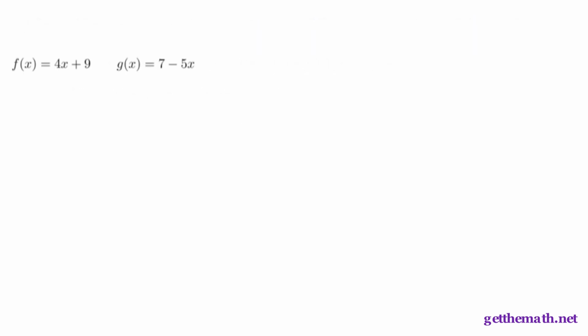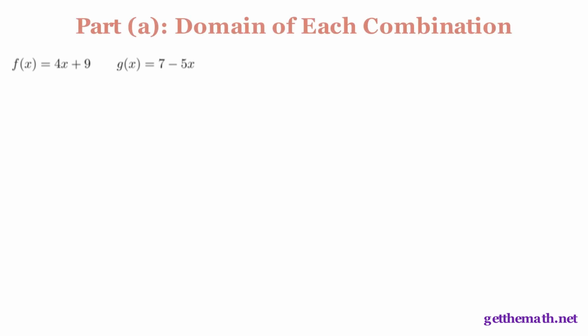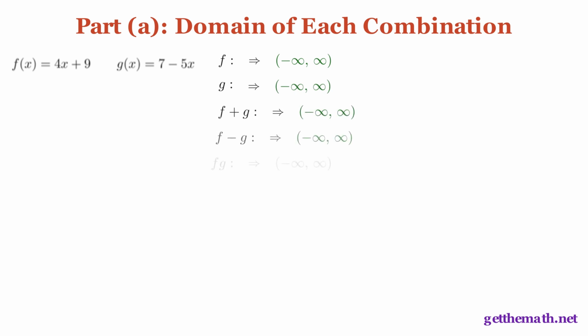Part A: find the domain of each. Domain of f, all real numbers. F of x equals 4x plus 9 is a linear function. Domain of g, all real numbers. G of x equals 7 minus 5x is a linear function. Domain of f plus g, all real numbers. Adding two linear functions gives a linear function. Domain of f minus g, all real numbers. Subtracting two linear functions gives a linear function.